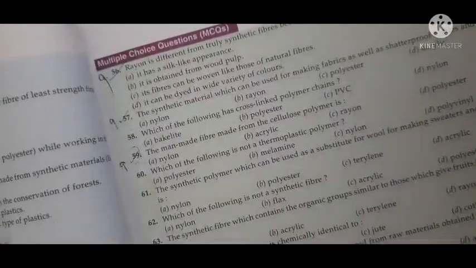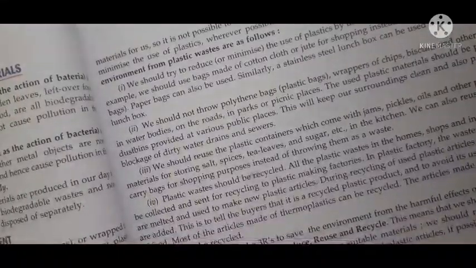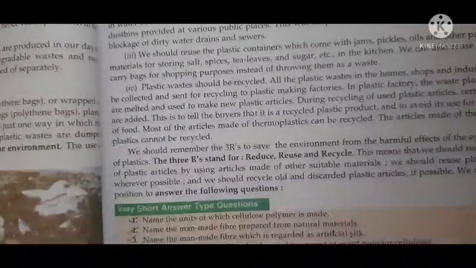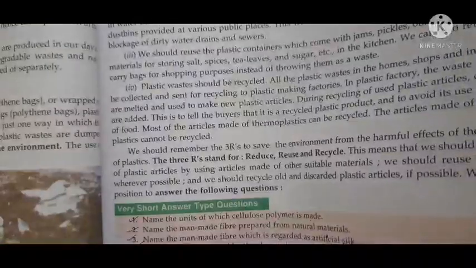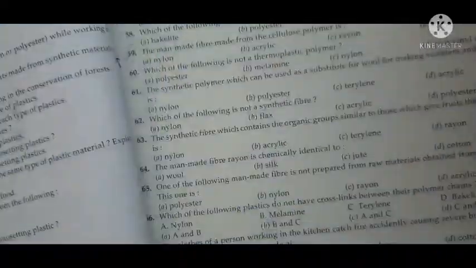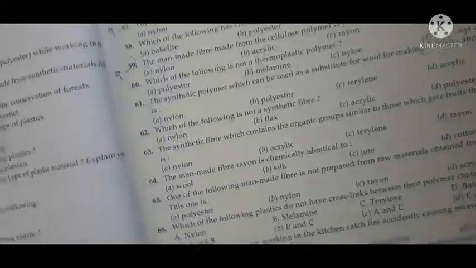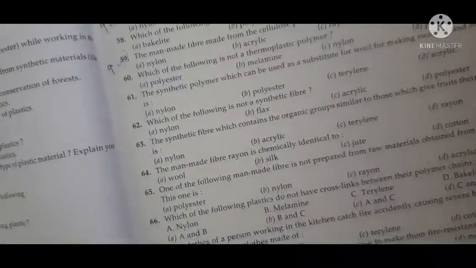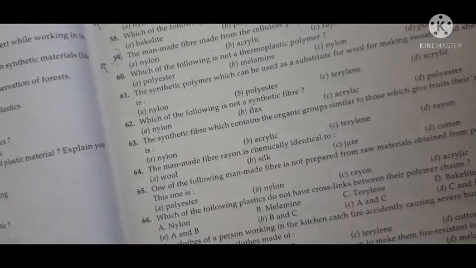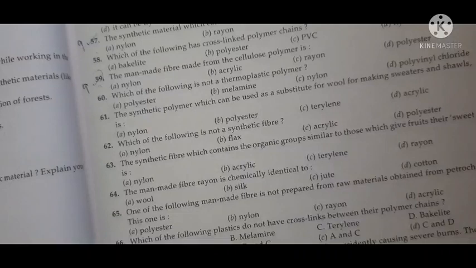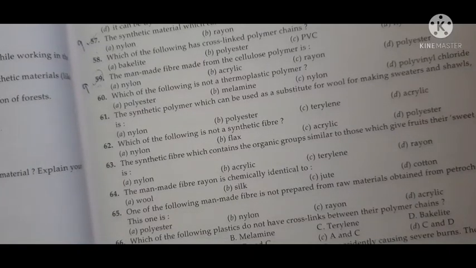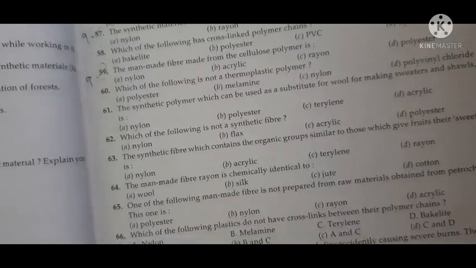So these are the homework questions: question number 5, 6, 7, 8, 15, 16, 18, 56, 57, 59. So these were the homework questions for today and I have told you the answers. I hope it is clear to everyone.